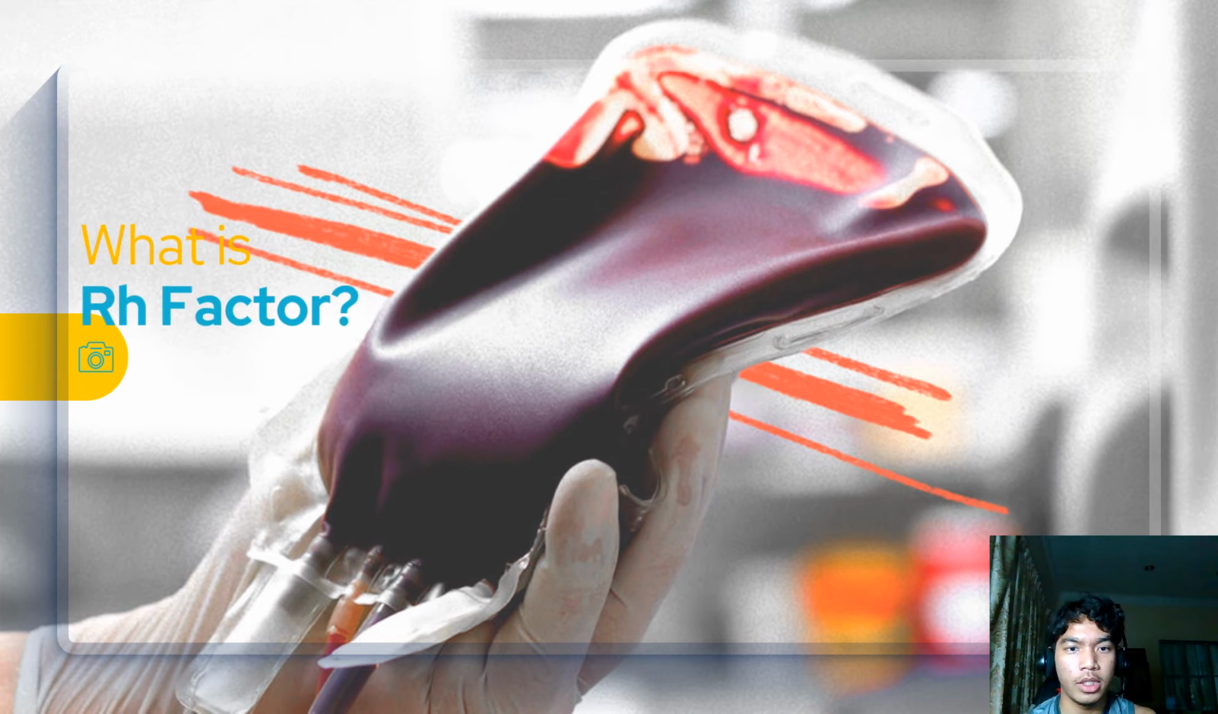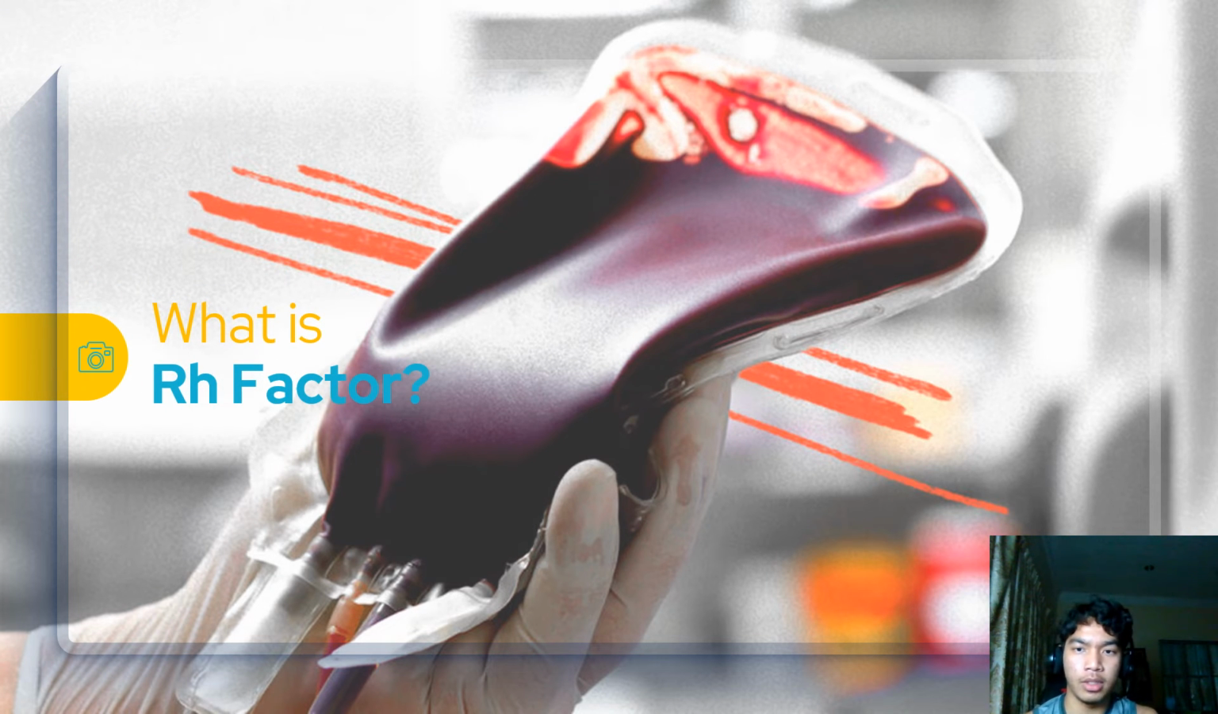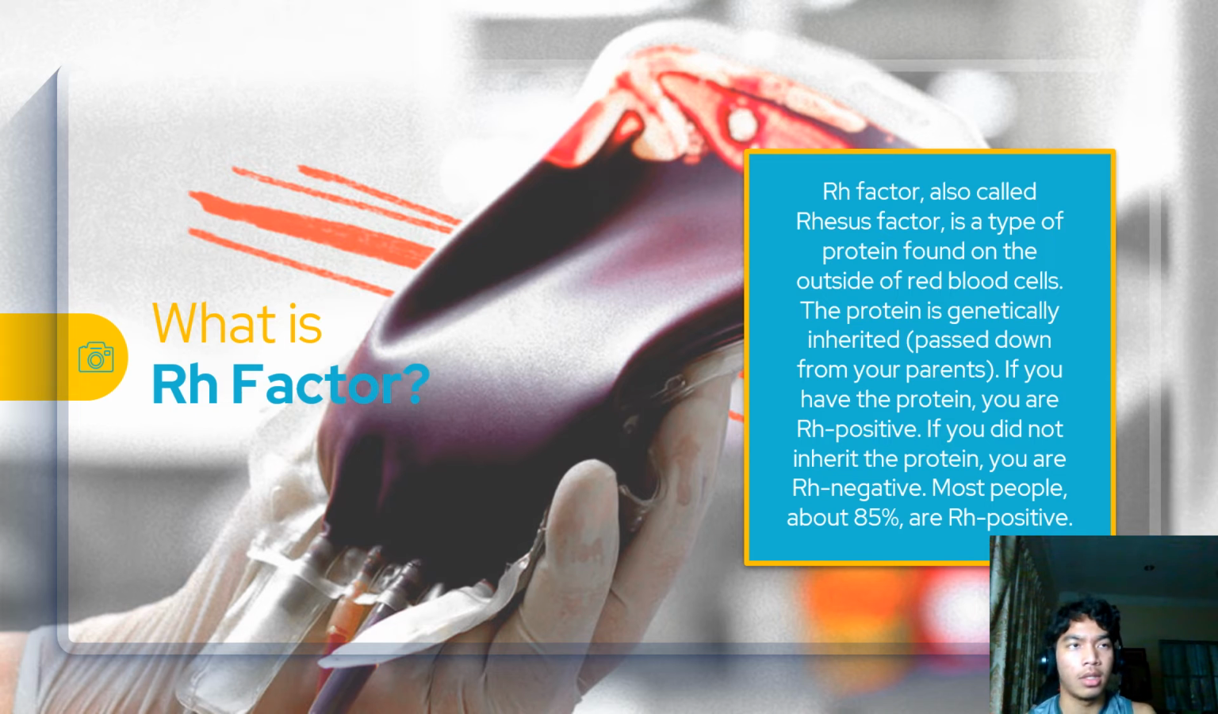Okay, so what is RH factor? RH factor is also called the rhesus factor, which is a type of protein surrounding the blood cell. The protein is genetically inherited from our parents. So if you have the protein, you are Rh positive. If you don't have the protein, you are Rh negative. So there are two types, positive and negative. Have protein, positive, and don't have protein, negative. Most people in the world, about 85%, are RH positive.